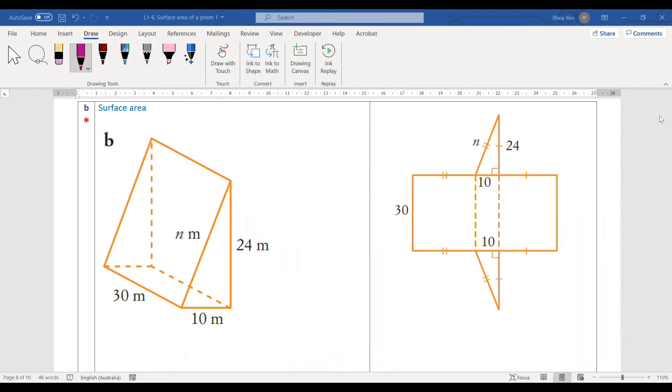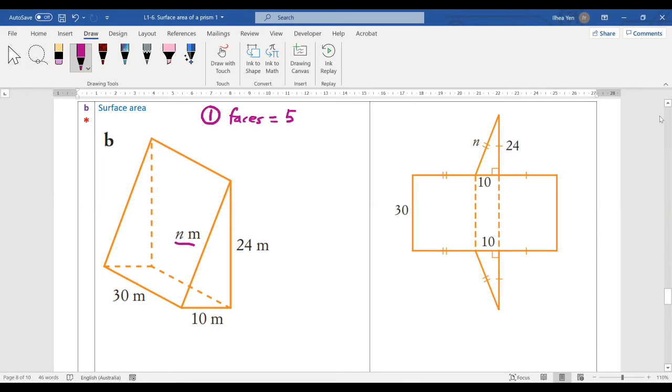Okay, part B. This is another triangular prism. Now, before we can actually find the surface area, we need to find the n. This one has a special measurement that we need to find. This n is unknown, so we can't find the final total area, which is the surface area, without finding n. But anyway, let's start with step 1. How many faces? 5, because it's a triangular prism.